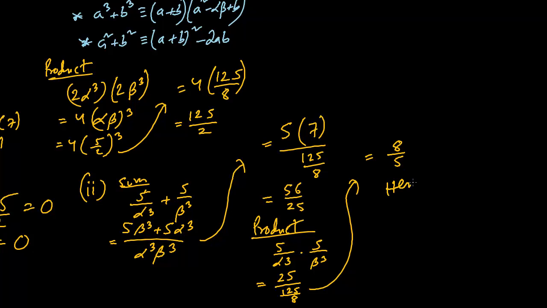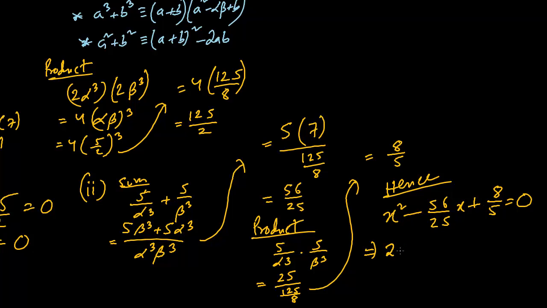So now we are ready for the quadratic equation. We know both the sum of the roots and the product of the roots. It would be x squared minus sum of the roots, which is 56 by 25, then we write x plus product of the roots, which is 8 by 5, equals 0. Now in order to make integer coefficients, we have to multiply both sides with 25, so that this 25 and that cancels. So 25x squared minus 56x plus, now 25 by 5 is 5, 5 8s are 40.